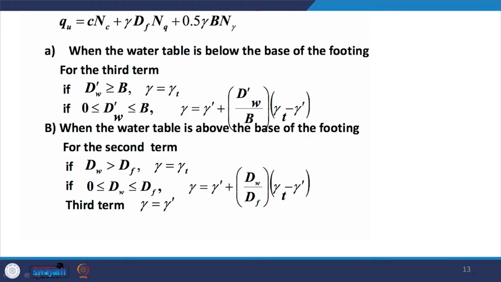Now, you can see that in this relation, in no case will gamma be more than gamma t. When you calculate the value of gamma from this equation, it will always come out less than gamma t. Even if I put dw dash equal to B, then you directly get gamma t. So at most it can be equal, but it cannot be more than gamma t. But when dw dash equals 0, that means the water table has reached the base of the footing, then gamma will be simply gamma submerged, and you know gamma submerged is nothing but gamma saturated minus gamma w. So, using this relationship you can calculate the value of gamma submerged. This was the case for the third term.